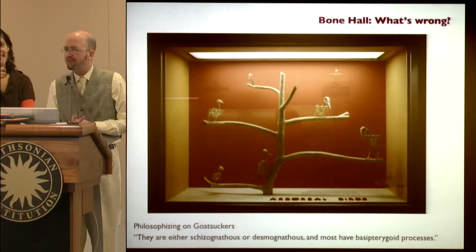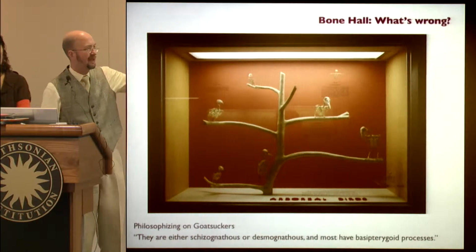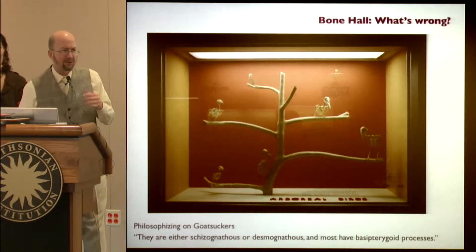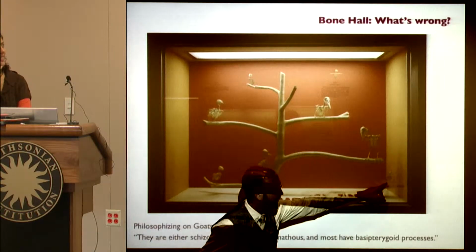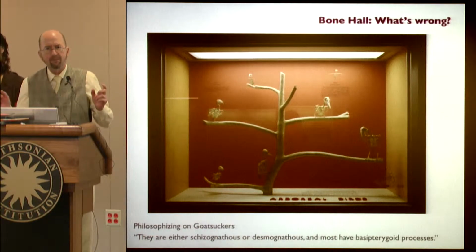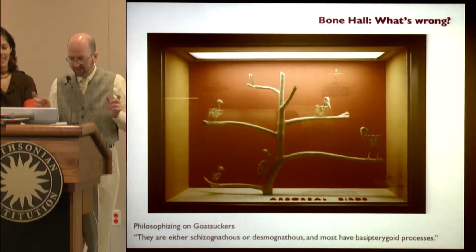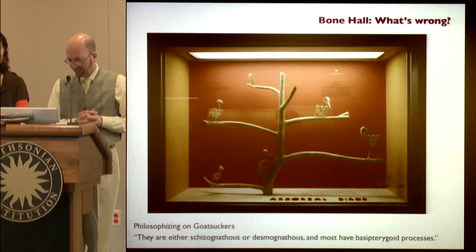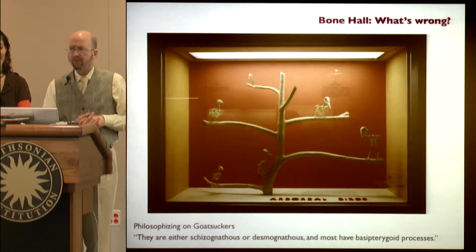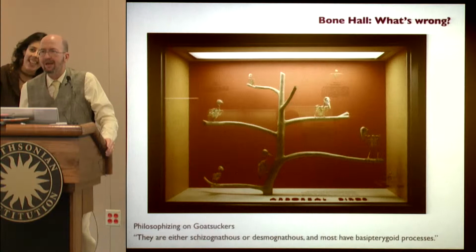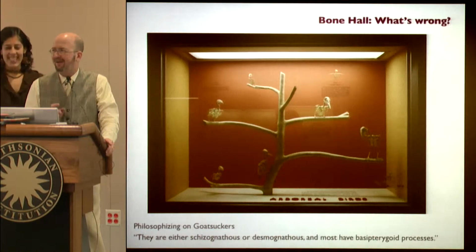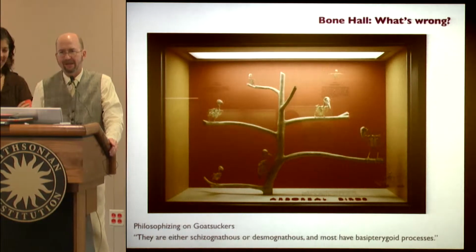There are a couple of issues. One is, for this case, as an example, I call it philosophizing on goat suckers. I'm sure you all know what a goat sucker is. It's over here. And the text, and I'm just pulling out a sample line of text, reads, they are either Schizognathus or Desmonathus, and most have basi-pterygoid processes. Now, if that doesn't capture the essence of a goat sucker, I can't write better than that.